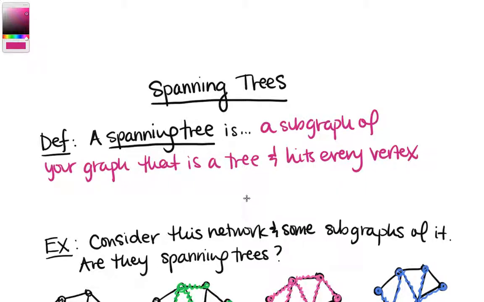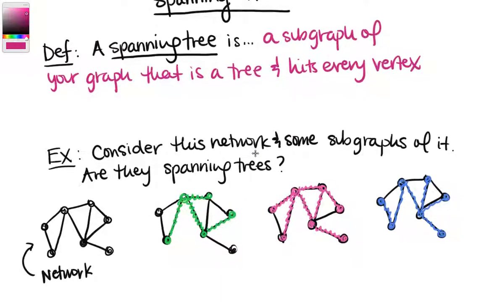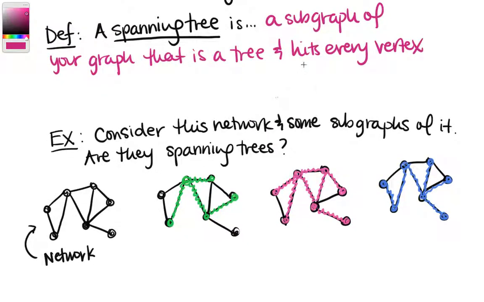All right. So it's a subgraph, meaning it's made up of some collection of edges that are already in your original graph, right? You have to use edges that are only in the original graph. You can't add on new edges when you make a spanning tree. That's not what we're talking about.